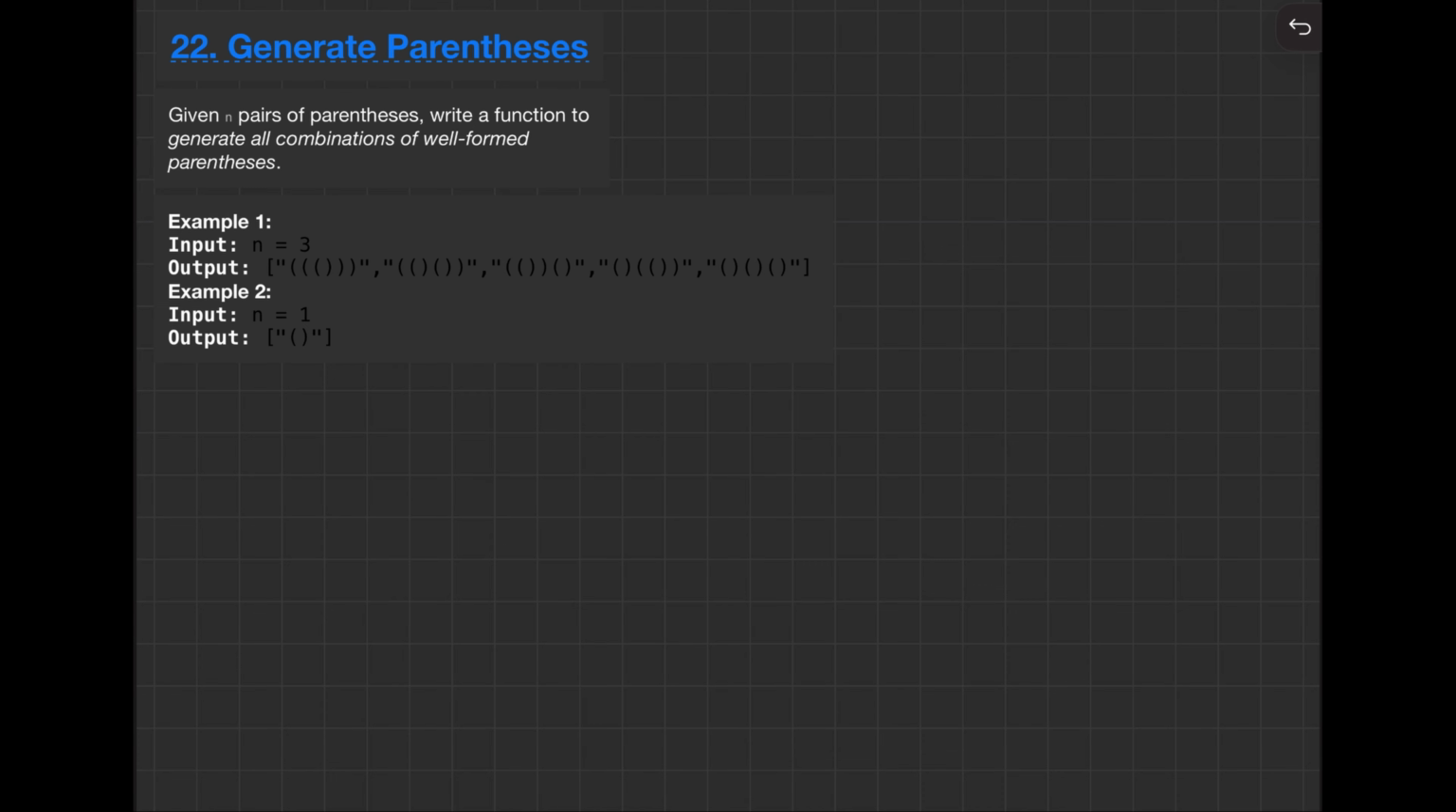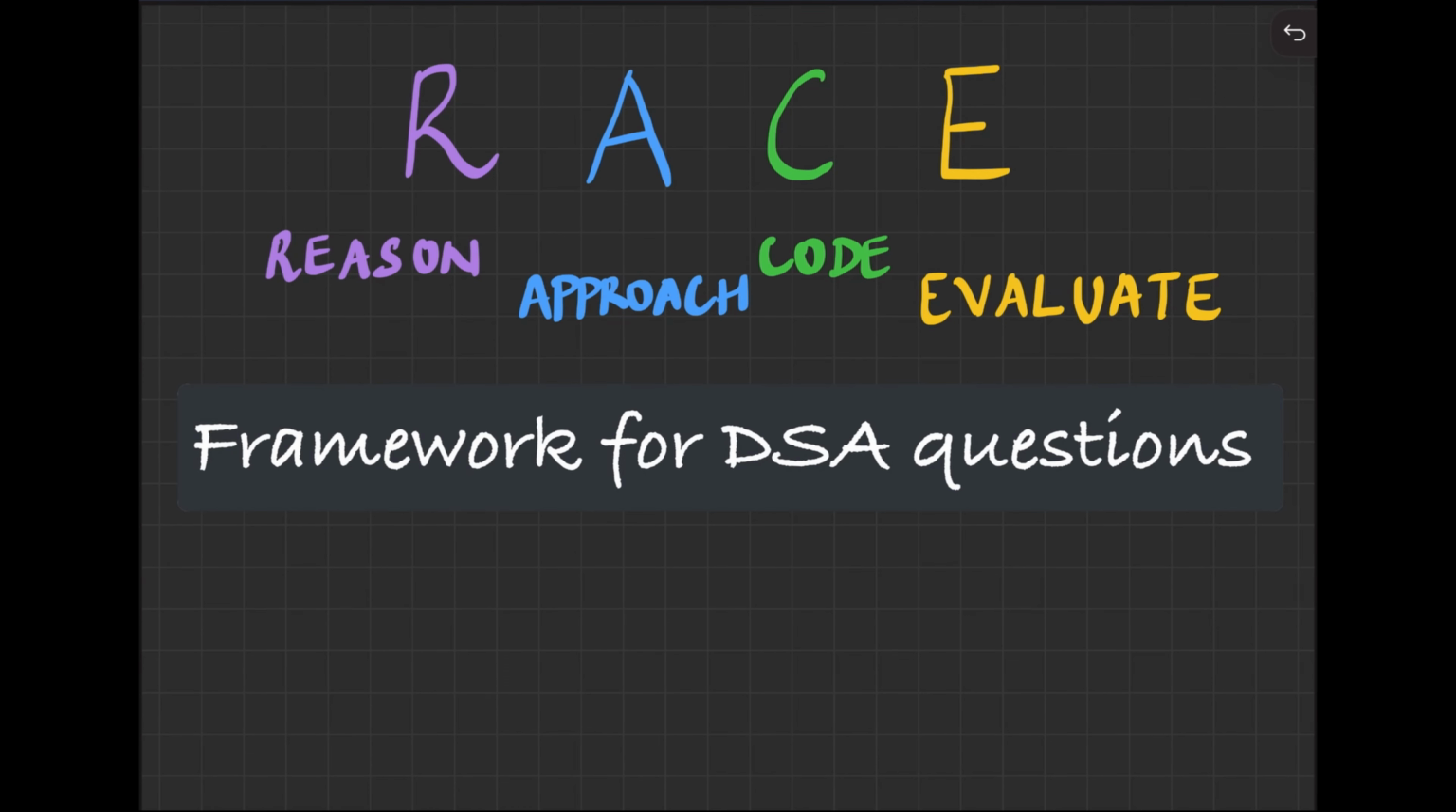If you already know from our previous videos what the RACE framework is, you can skip ahead to the next chapter, else please follow along. Let's look at the RACE framework for data structures and algorithm questions. We have designed this framework to help you put some structure around LeetCode type questions. We recommend you use this framework while answering questions in interviews, and also when you're practicing LeetCode questions on your own.